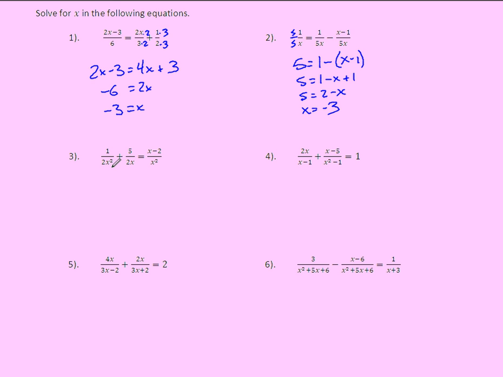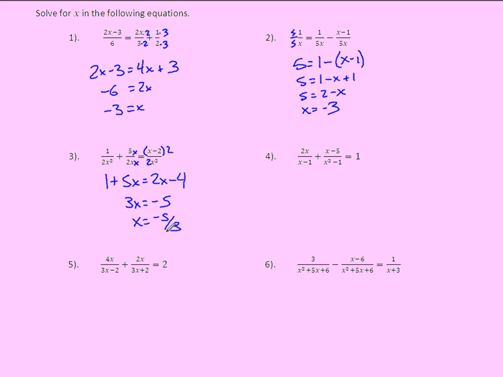Alright, on this one here, we need 2x squared as our lowest common denominator, so I need to multiply by an extra x for this one, and a 2 from this guy here. Now I have my common denominator, so 1 plus 5x will equal 2 times the quantity x minus 2. So that's 2x minus 4. So that means I'll have 3x will equal, if I subtract that over, negative 5. So x equals negative 5 over 3.